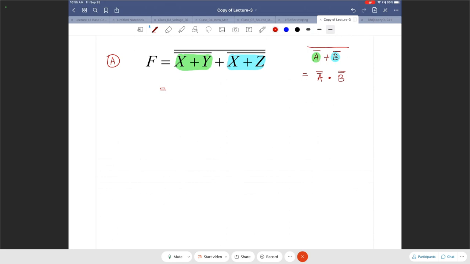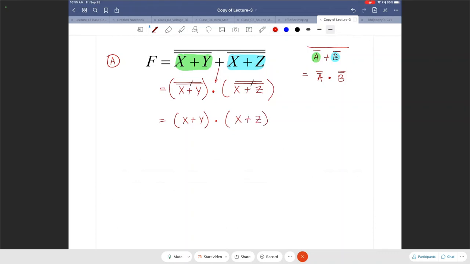So what do I have in the first step? I have X or Y double complement. The OR is going to become AND. And the moment OR becomes AND, I will need parentheses to go around this. And then I have X or Z double complement again. And we know double complement cancels out. So this cancels out, that cancels out as well. What I'm left with is X or Y and X or Z.